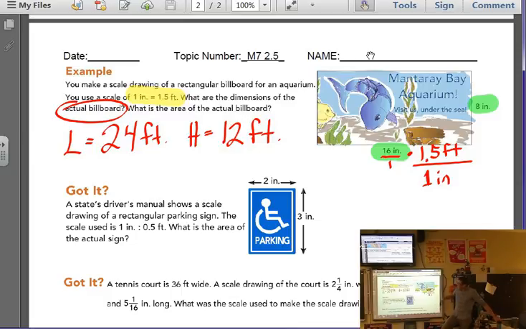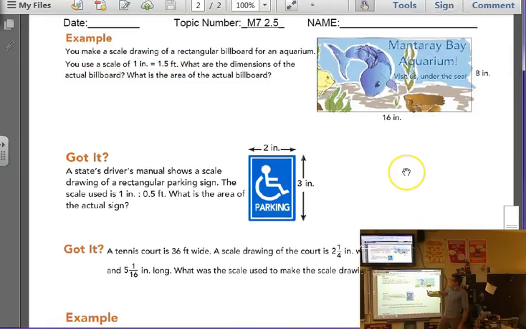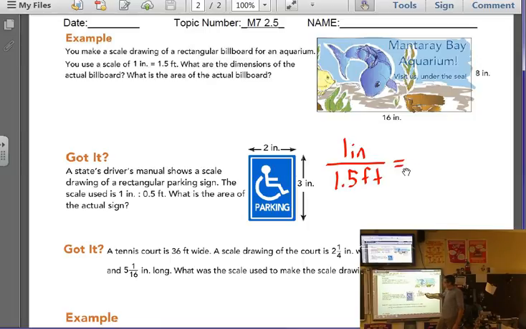So we would set up a proportional relationship like we did, I think it was yesterday. I can do that even though this does use the 1 inch. I can solve it as if it was any other conversion factor. So we would set up 1 inch over the 1.5 feet equal to whatever we have, whether I have the feet, which will go on bottom, or the inches, which will go on top. So I have the inches.